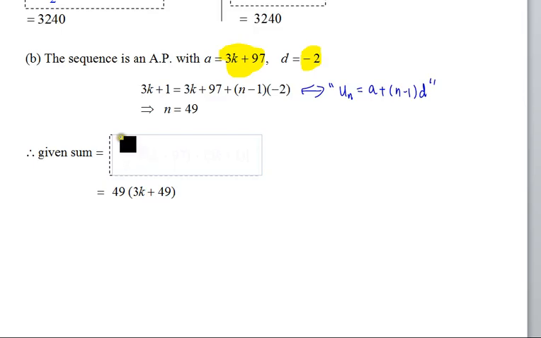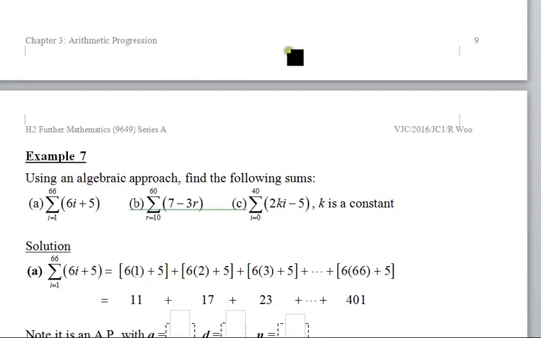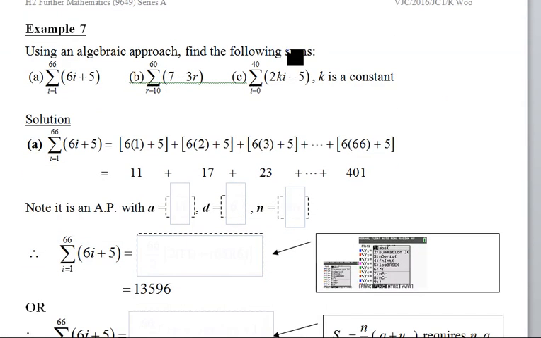To find the sum, you quote the formula: 49 over 2, first term, which is 3k plus 97, last term is 3k plus 1. There you go, answer. Okay? All okay? Good. Then your final answer is in terms of k. Question? All good? Example 7. I want to highlight this word: using an algebraic approach.